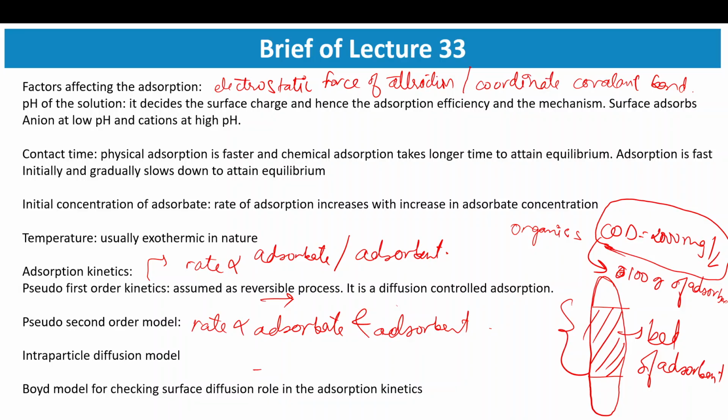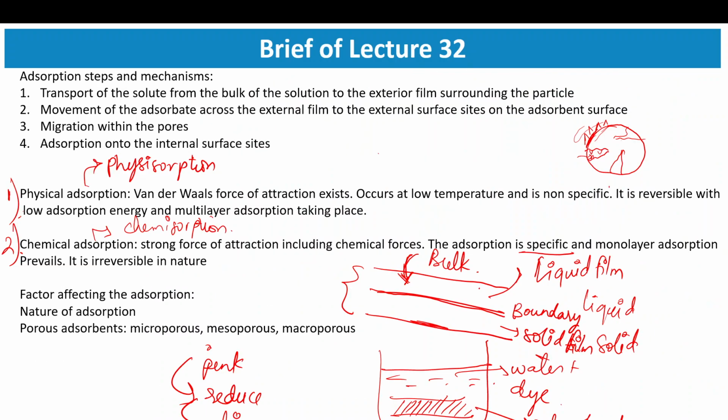Further, there are models you can use to check the intraparticle diffusion, that is, whether the diffusion inside the pore is the limiting factor or not. For example, we have seen that there are let's say 4 to 5 steps involved for the adsorption to take place, and each of these steps has its own rate.